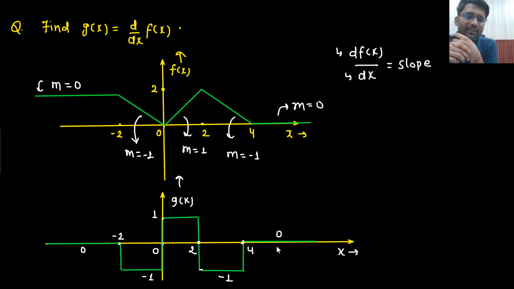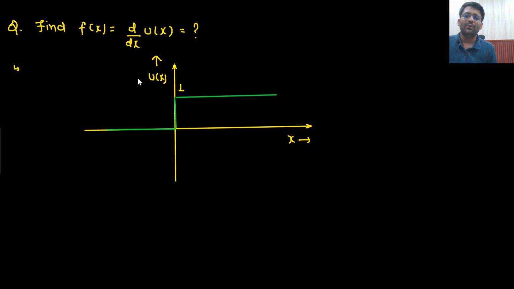You are differentiating the graph. How are you differentiating? Simply, the meaning of differentiation is slope, nothing else. So now you need to differentiate u(x). When you differentiate u(x), what will you be getting? Think about it and let me know what you will be getting. What is the slope here?